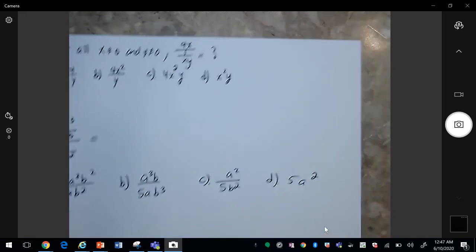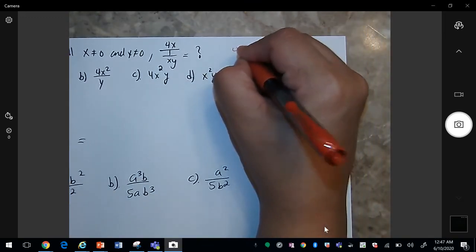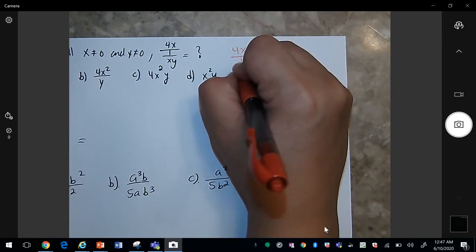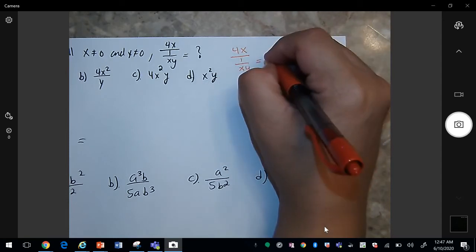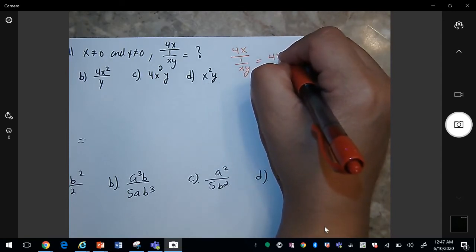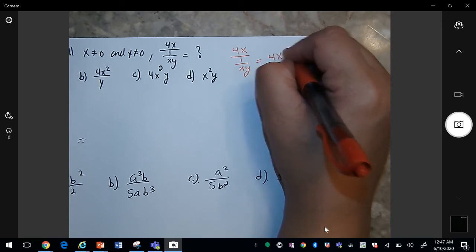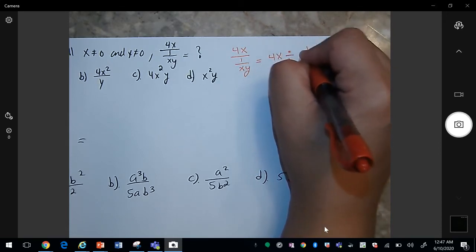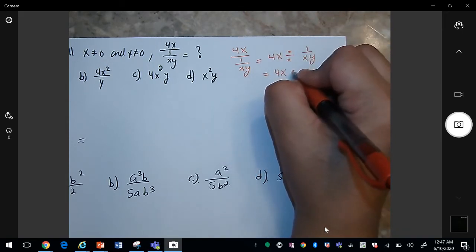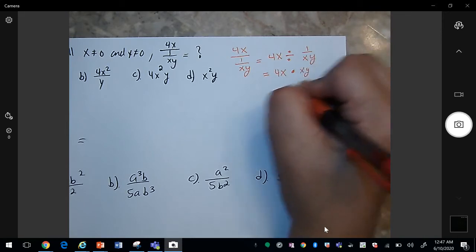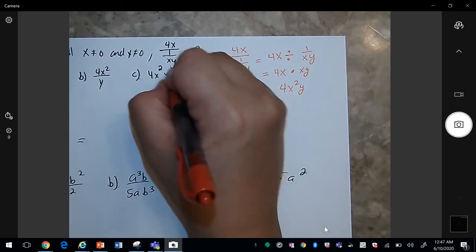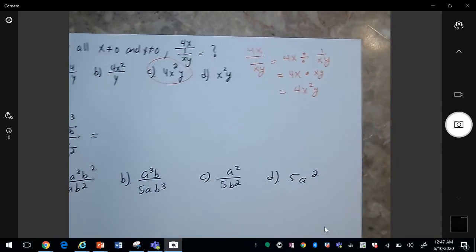Number 2, 4x divided by 1 divided by x over y. I can write this as 4x divided by 1 over xy. Change division to multiplication, get the reciprocal. So we end up with 4x squared times y. Letter C.